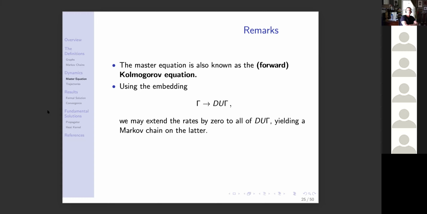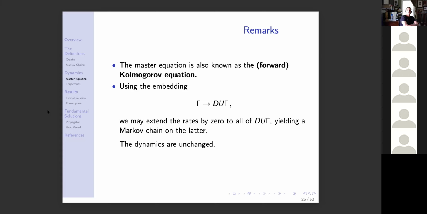And so then you could just extend the rates on your directed graph by 0 every time you introduce a directed edge. And that yields a Markov chain on the double where some of the rates are possibly 0. And it turns out the dynamics don't change at all if you do that. They stay exactly the same, because if you have a rate that's 0, that's not going to affect the solutions of your differential equation. We're going to talk about the solutions in a moment.